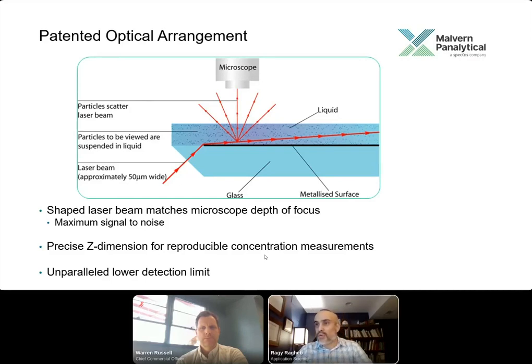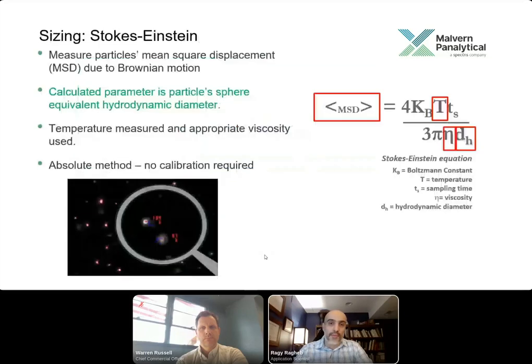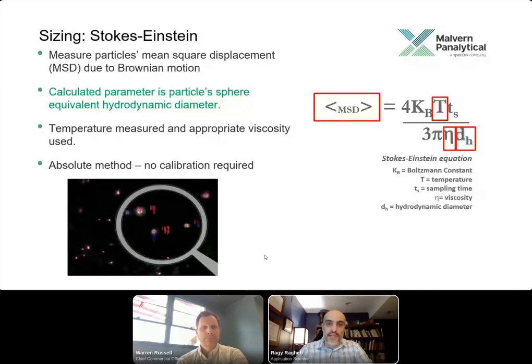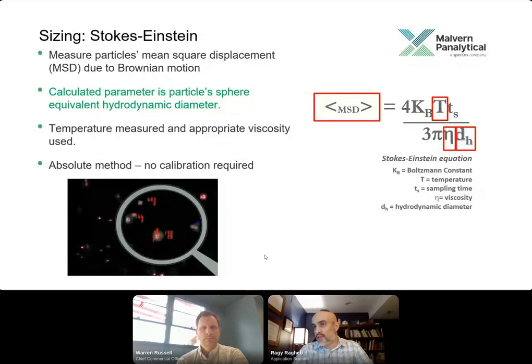And so this is how it will work. What we're doing is looking at the mean square displacement, MSD, and relating that to the hydrodynamic diameter through this version of the Stokes-Einstein equation, where you can see temperature and viscosity being factors to account for. And you'll see in this video that we just showed, in the random walk of the Brownian motion of each individual particle, you actually see two numbers next to each particle.